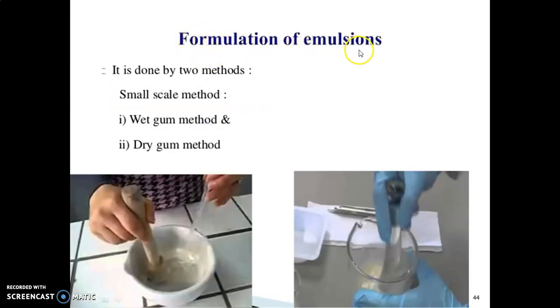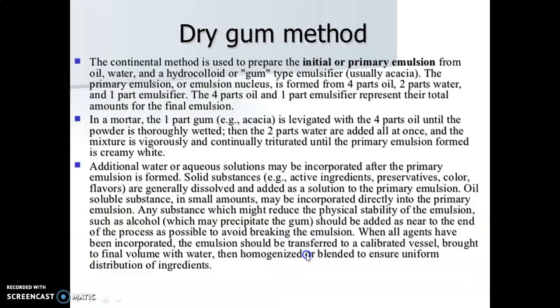The formulation of emulsions is done by two small scale methods: wet gum method and dry gum method. While the third one, this is also shown in these diagrams, pictures, is the bottle gum method. So let's see the first method, which is dry gum method.